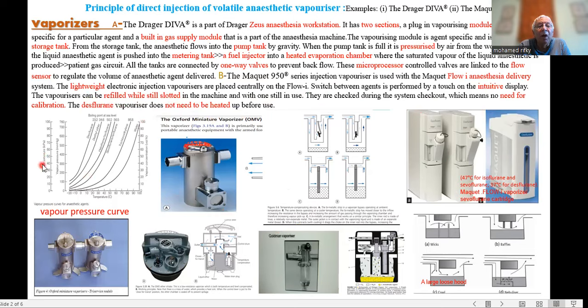And this figure shows, as we said before, the saturated vapor pressure. And then we have three or four forms of the draw-over vaporizer, which we will explain. We have the Oxford miniature vaporizer, and we have the Epstein Macintosh Oxford, as you can see, with the water jacket. And then we have the Goldman's vaporizer. All these are called draw-over vaporizers.